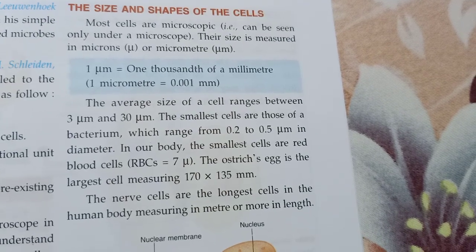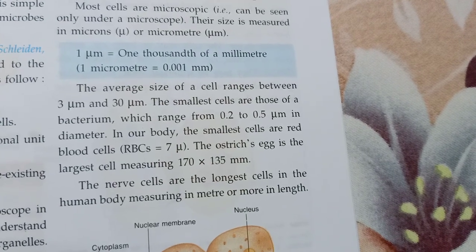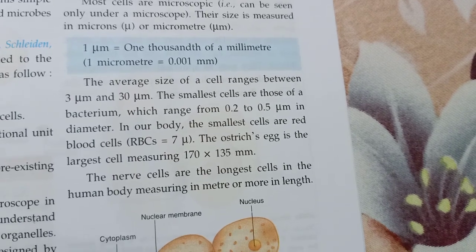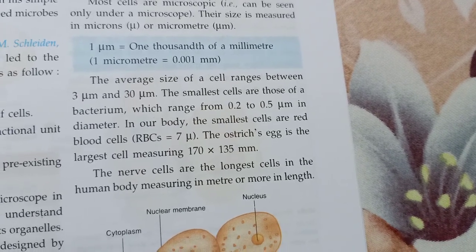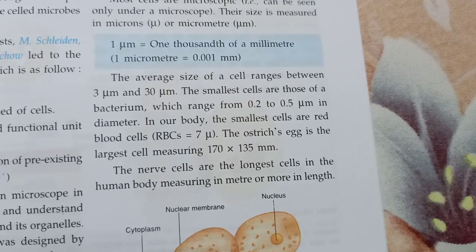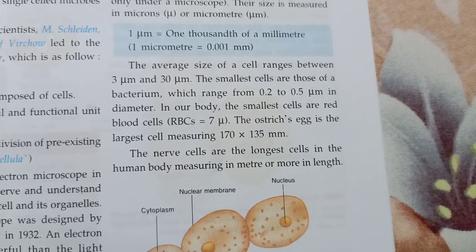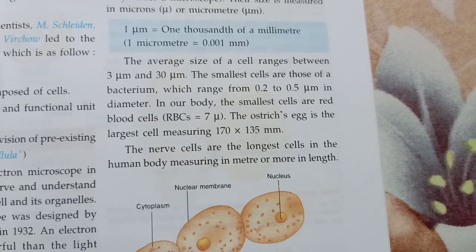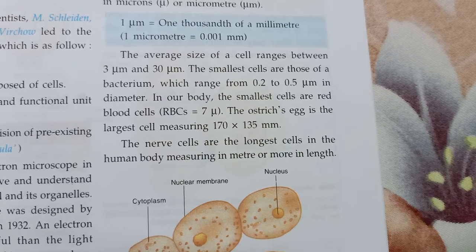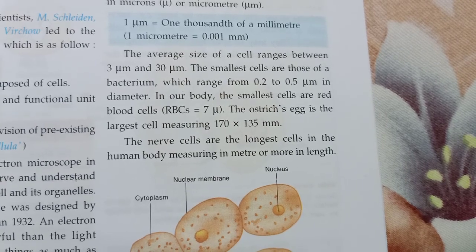Now we see the size and shapes of the cells. Most cells are microscopic, that is, they can be seen only under a microscope. Their size is measured in microns or micrometers. Means we can only see the cells with the help of the microscope, and we can measure the size of the cell in terms of microns or micrometers. Now the average size of a cell ranges between 3 micrometers and 30 micrometers. This is the average size of the cell.